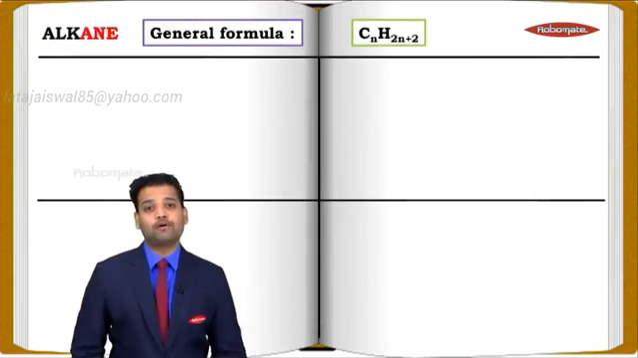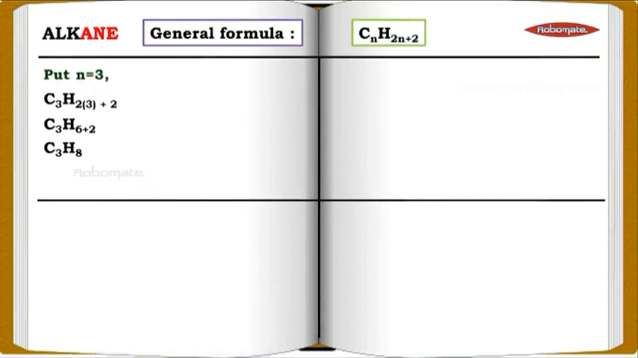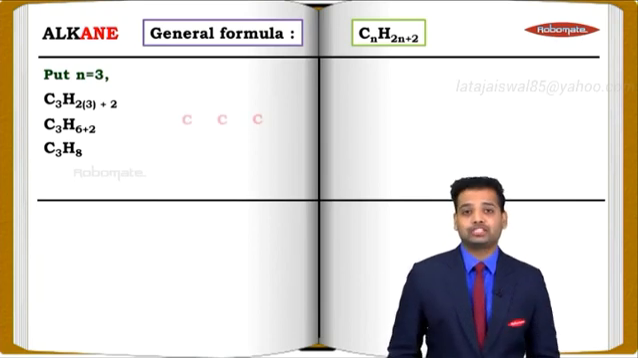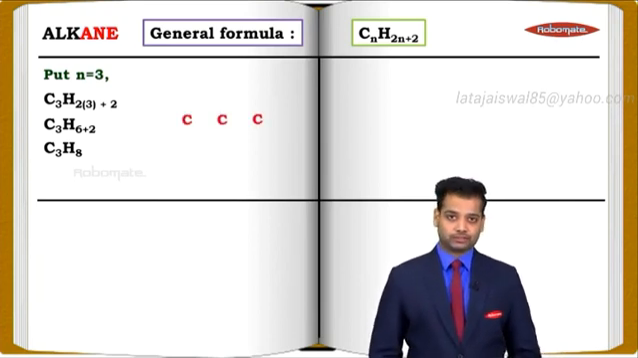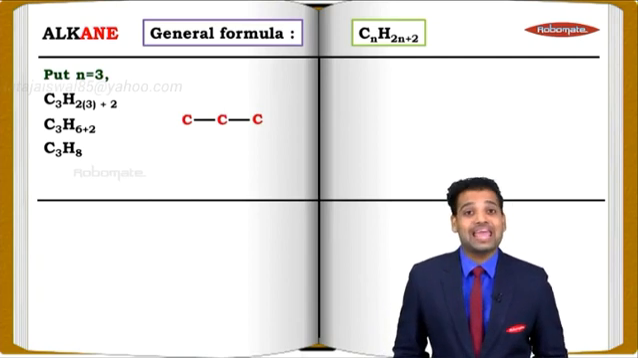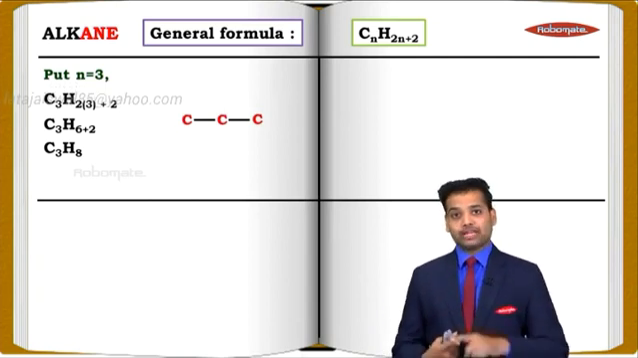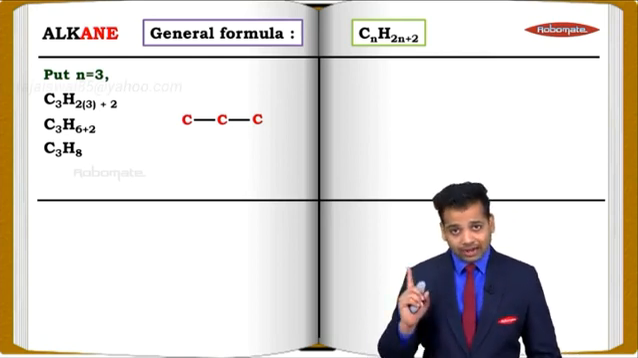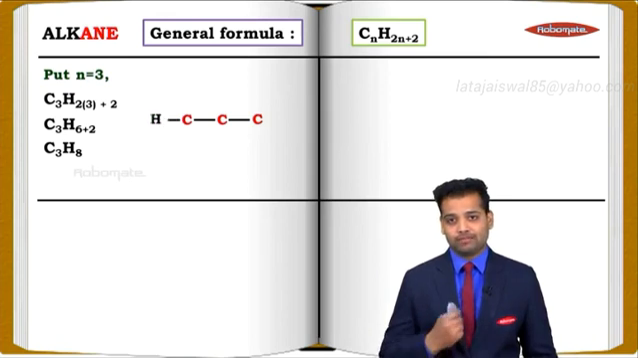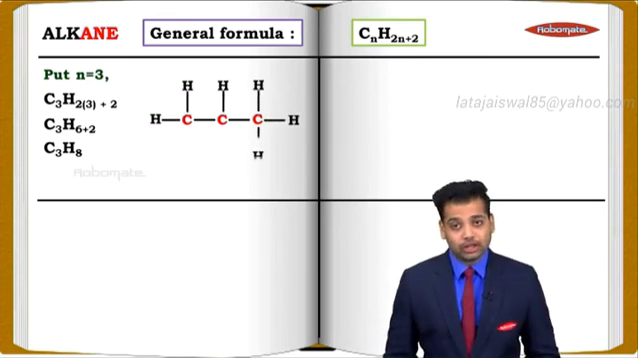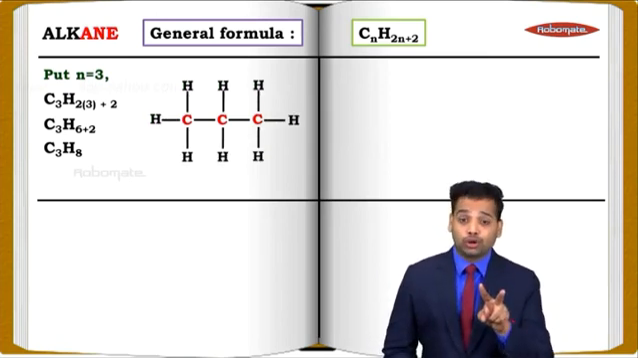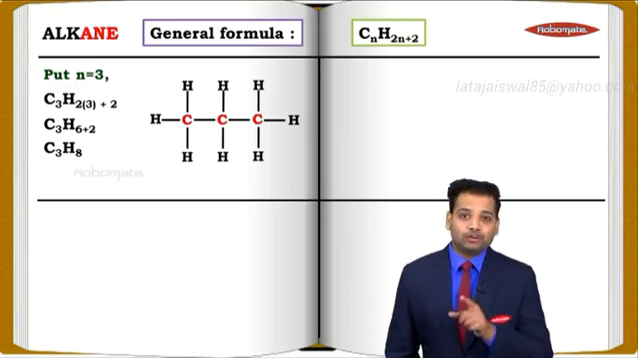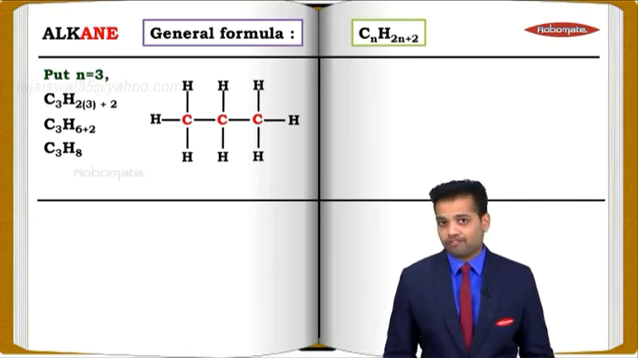So alkane, general formula is CnH2n+2. Put n equal to 3: C3H2 into 3 plus 2, C3H8. So there are 3 carbons, single bonded because propane. And now, because every carbon has bonds, you have to count and put the rest of the bonds. Now the left hand side carbon has only 1 bond, so there will be 3 bonds to it containing 3 hydrogen. But the center carbon has 2 bonds already, one with this carbon, one with the other carbon, so only 2 hydrogens, and therefore something like this will appear in front of you.